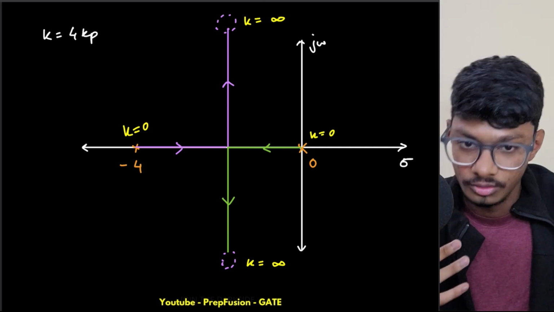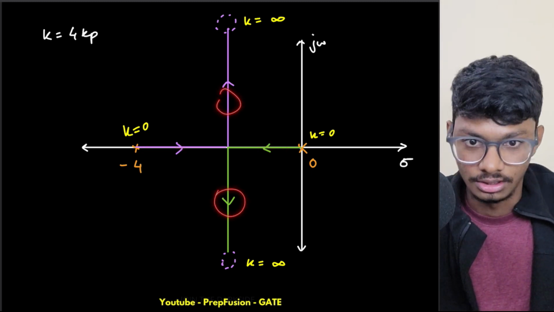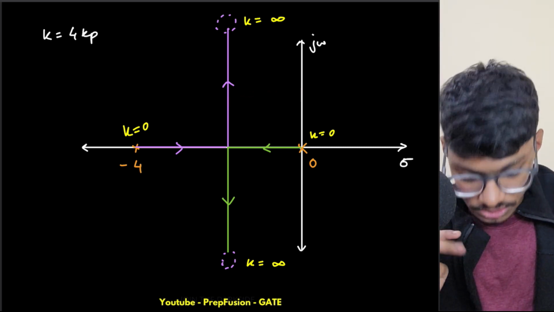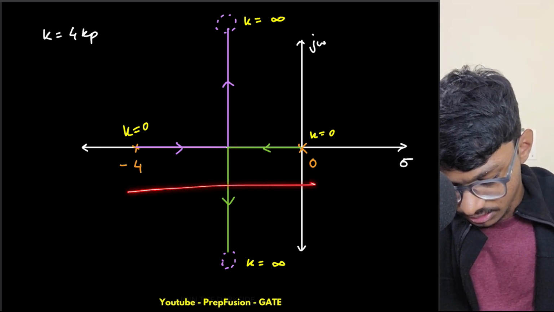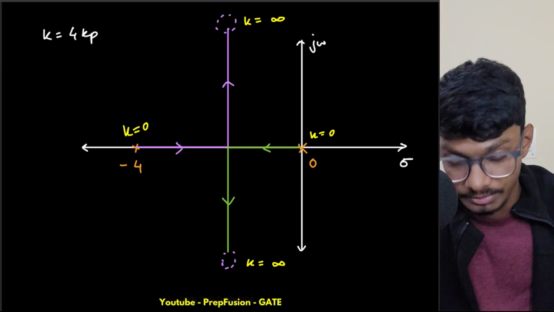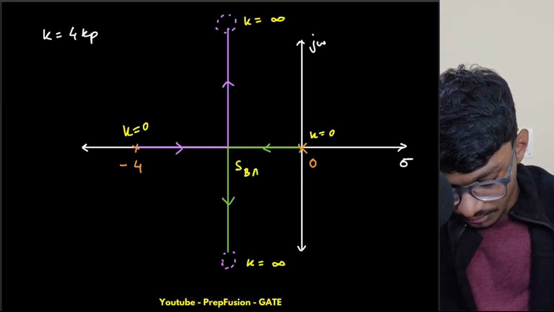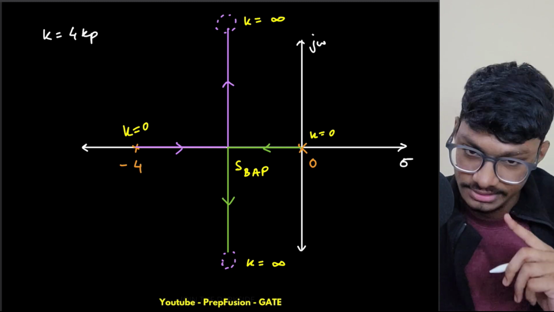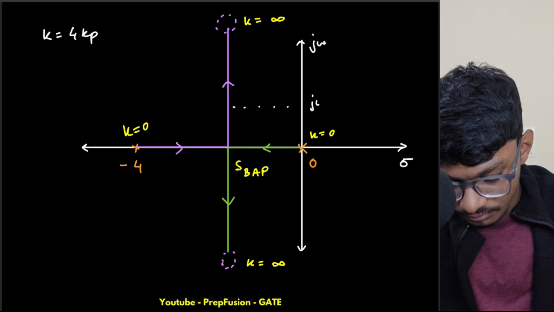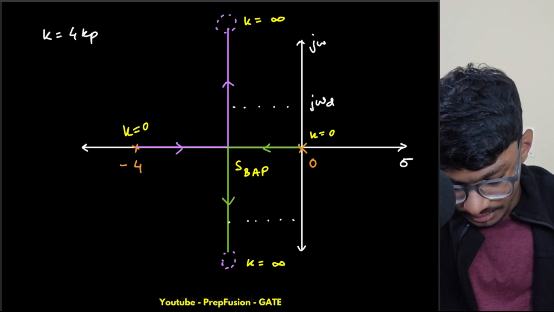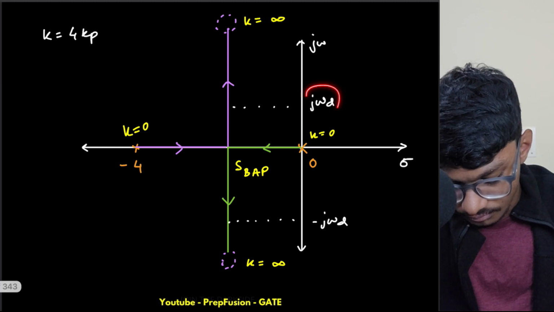Now what do we observe here? In this region my system is overdamped, and in this region my system is underdamped, because here I have complex conjugate poles. If you calculate the breakaway point, it will be at the center itself, but it may be -2, I haven't calculated it. Whatever this point may be is the breakaway point. In this region my omega d is always increasing. If I vary my k, my omega d will always be varying.